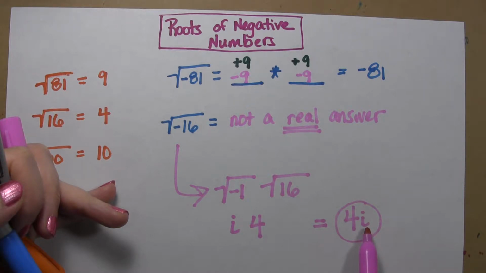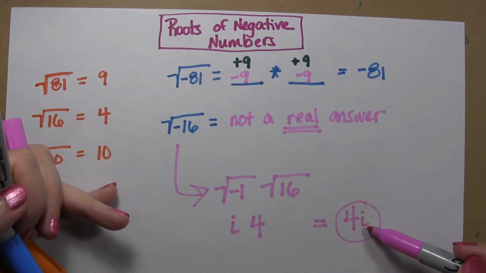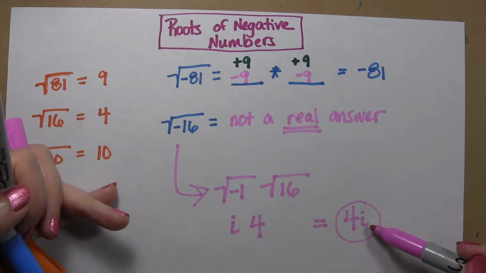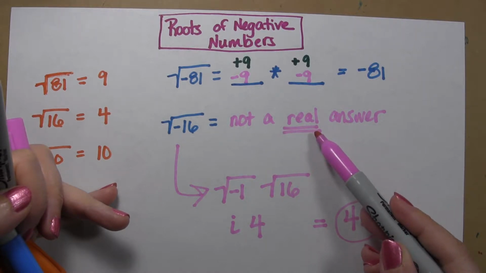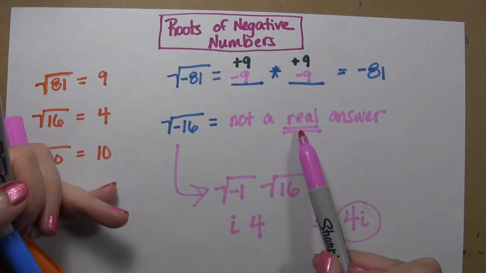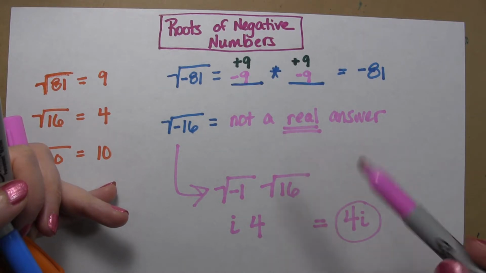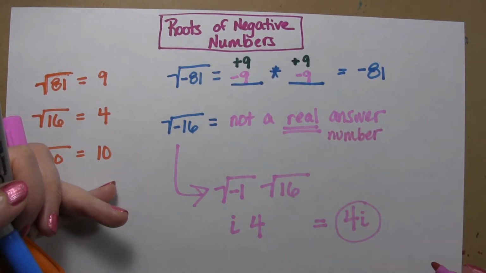But this is an imaginary number. See how it has a little i there that stands for imaginary, right? This is an imaginary number. And most of the time in your book, they're not going to ask you to come up with the imaginary answer. They're just going to be happy that you know that there's not a real answer. So you don't have to calculate this as part of most of your homework assignments. You do have to be able to indicate that it is not a real answer, or sometimes you might write, it's not a real number.